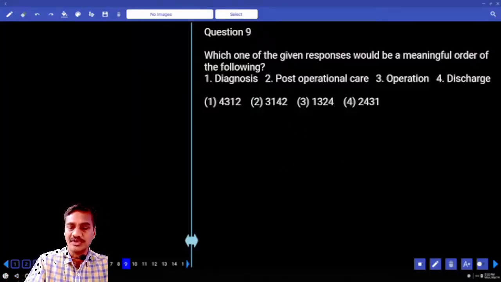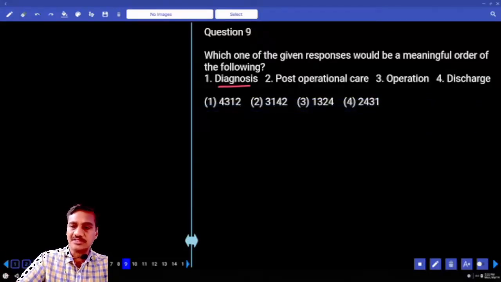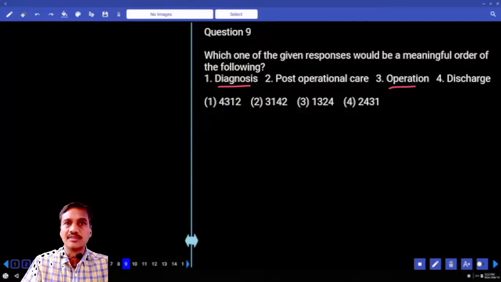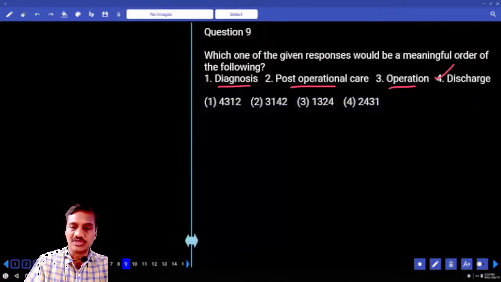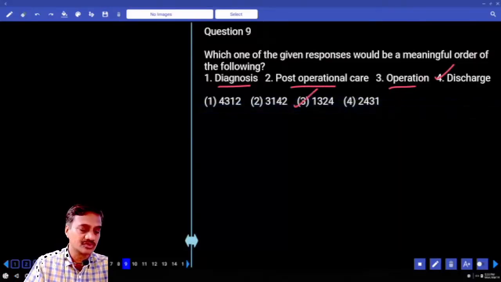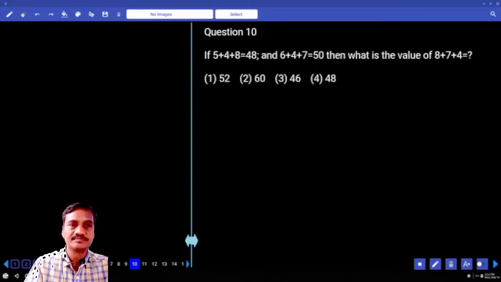First, we need to diagnose, and once it has been diagnosed, then the operation will be done. Then after this operation, post-operational care will be taken care of, and finally that person would be discharged. Hence 1, 3, 2, 4, question number 9, choice 3. Then 10th one, any answer to this?